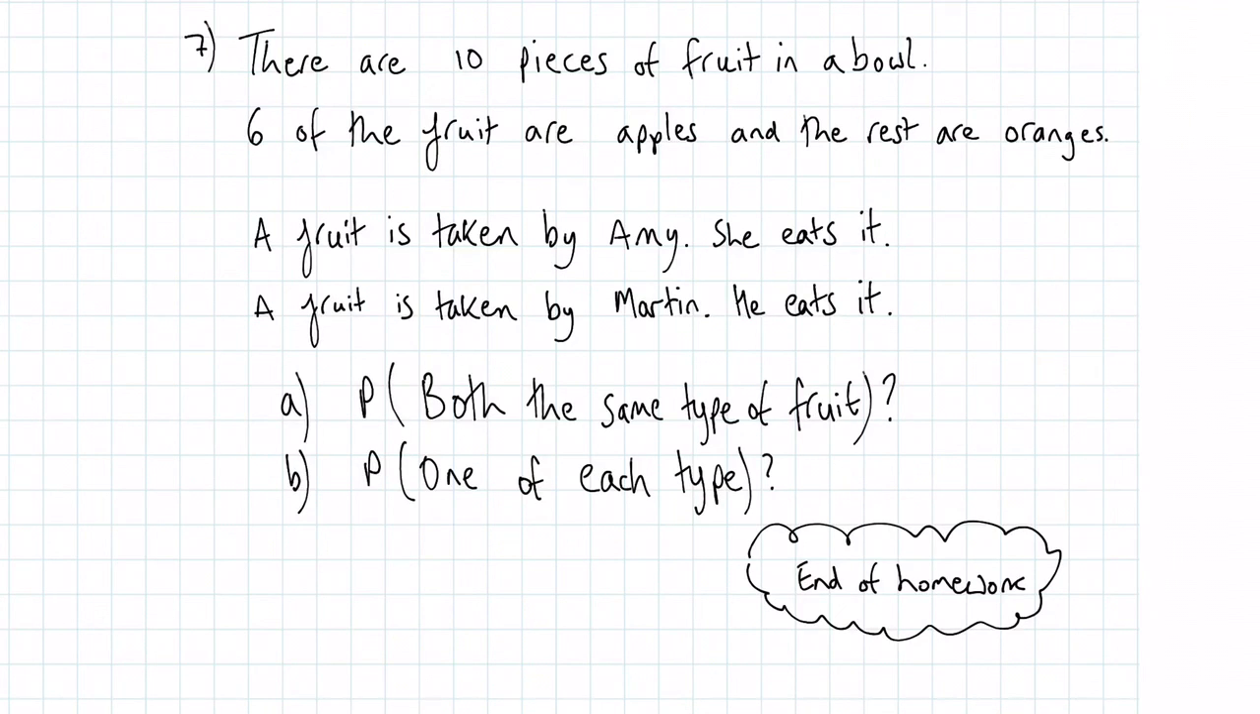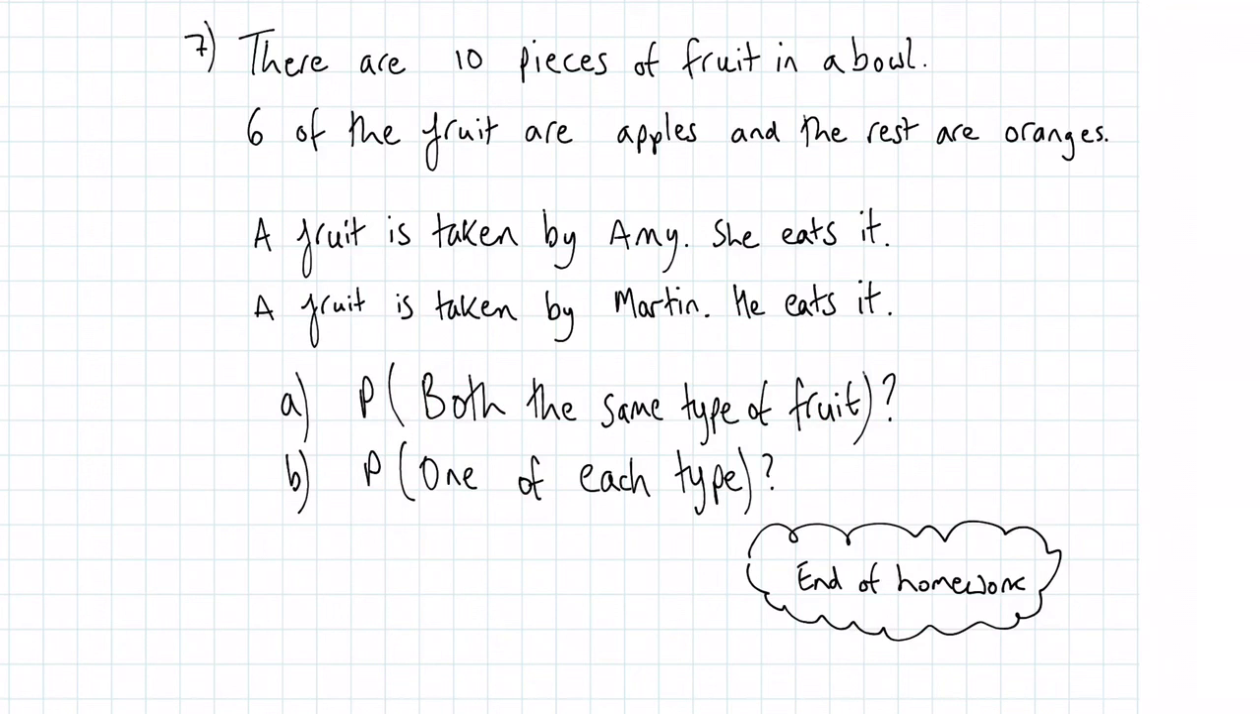It says Amy takes out a piece of fruit and she eats it. That does mean that there's less fruit in the bowl. And then Martin takes a piece and he eats it. And you've got 2 questions to answer. First question, and it will involve drawing a probability tree, this. So you've got to draw your tree before you even start. What's the chance that both people eat the same type of fruit?